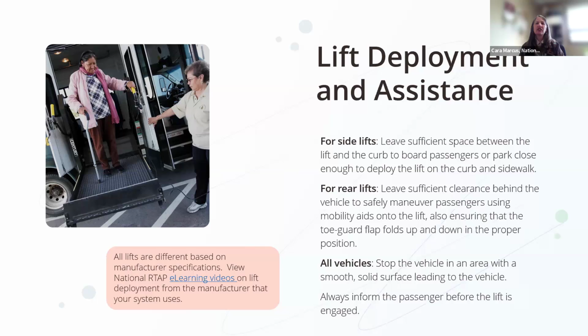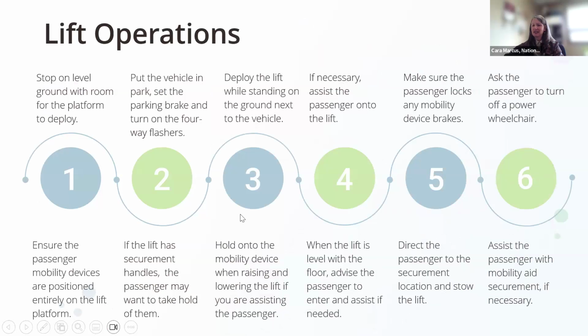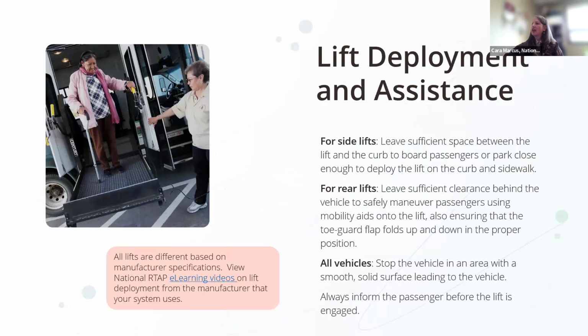With rear lifts, ensure that the toe guard flap folds up and down. And with all vehicles, make sure that you stop on a smooth, solid surface so that there's no gap between the lift and no difficult surface for the passenger with a disability or mobility aid to have to get on or off the lift, and always inform the passenger before the lift is engaged.